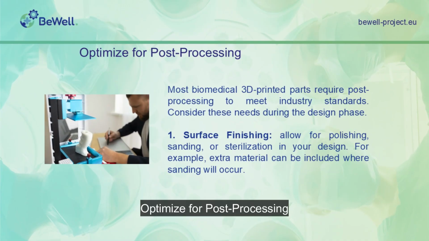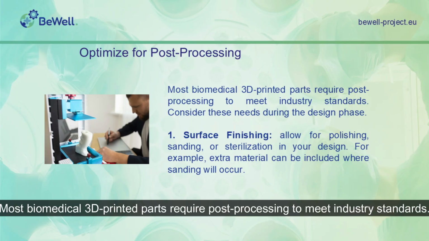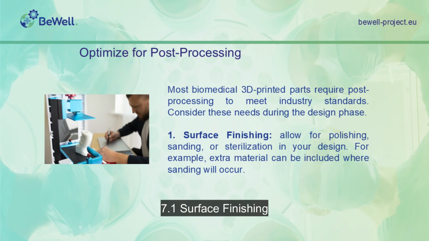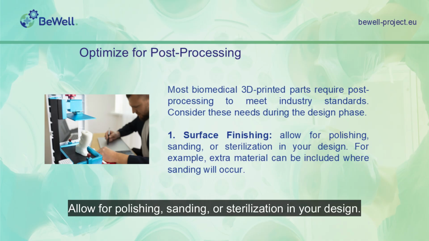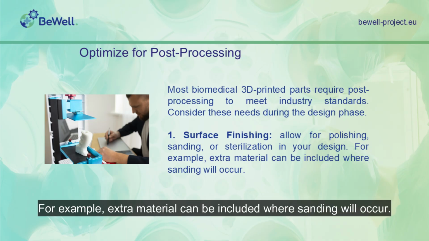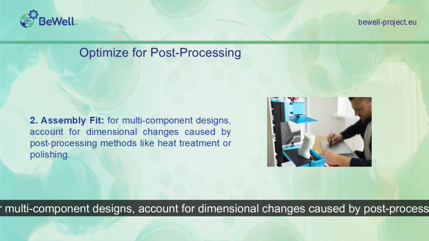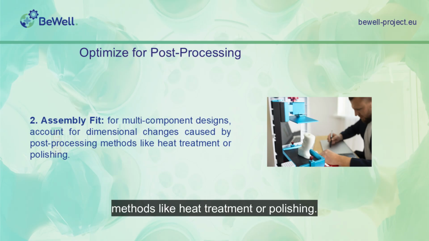Optimize for post-processing. Most biomedical 3D printed parts require post-processing to meet industry standards. Consider these needs during the design phase. 7.1 Surface finishing. Allow for polishing, sanding, or sterilization in your design. For example, extra material can be included where sanding will occur. 7.2 Assembly fit. For multi-component designs, account for dimensional changes caused by post-processing methods like heat treatment or polishing.